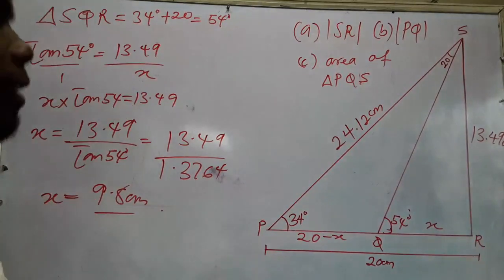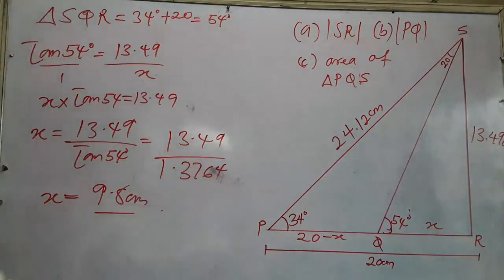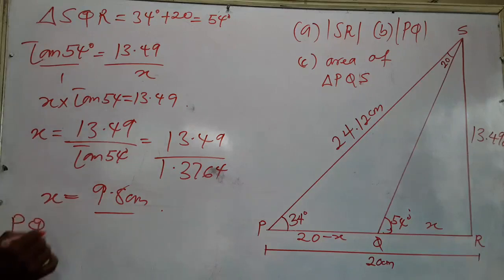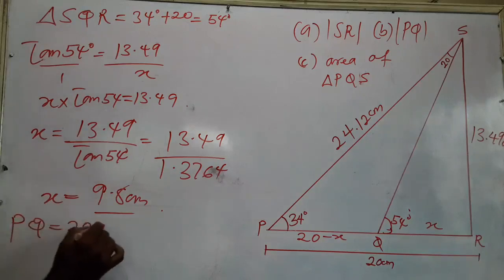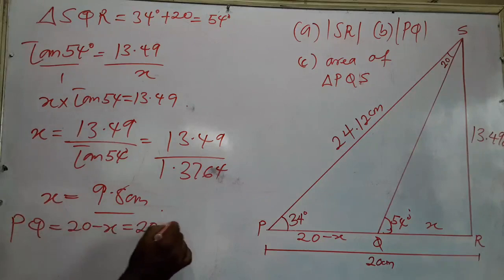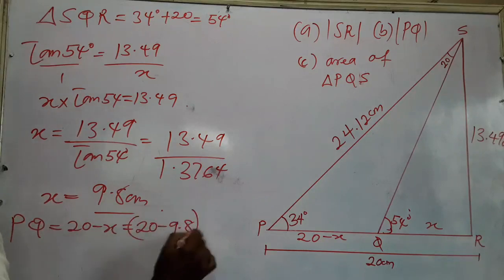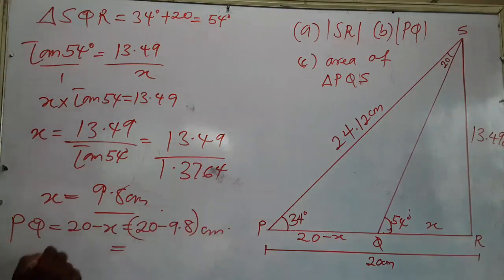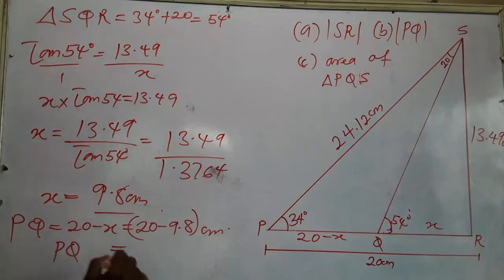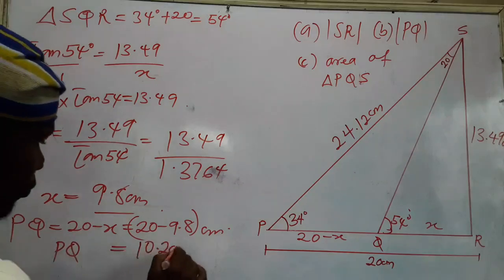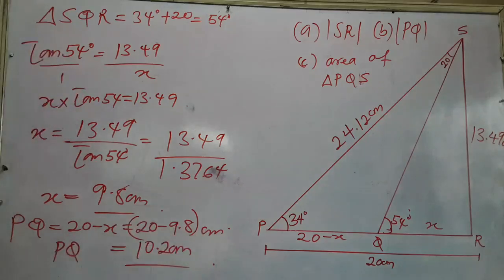But the question says we have to find the PQ. So how do we find the PQ? We know that our PQ is equal to 20 minus X, which is equal to 20 minus 9.8, all in centimeters. So our PQ will surely give us 10.2 centimeters. So that is the value for the PQ.